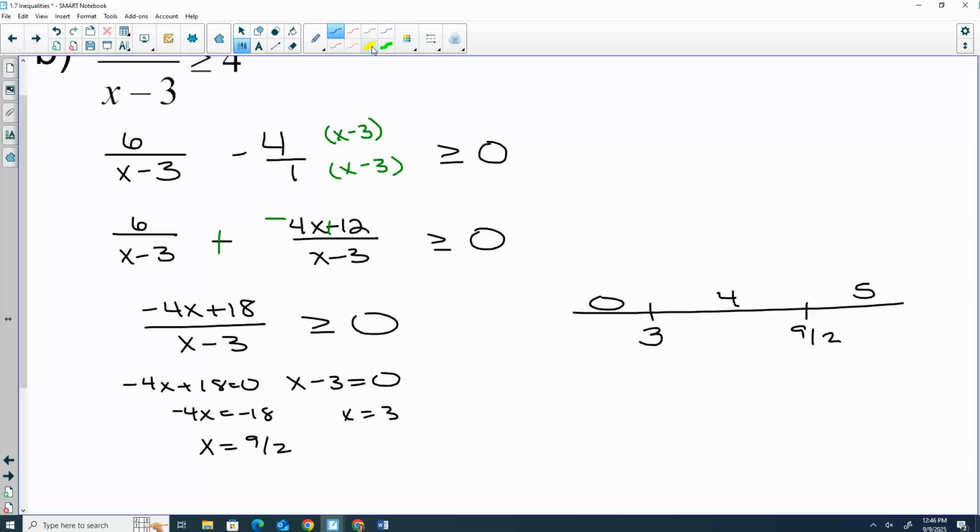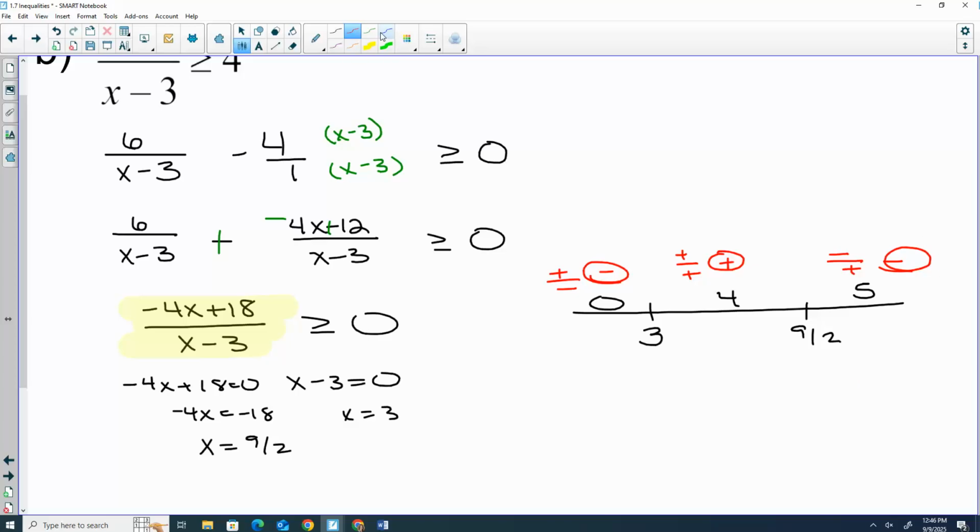Where am I plugging these in? I'm going to my x. I'm looking at where I have my single fraction. So if I put in a 0, we get a positive on top, negative on the bottom. Positive and negative make negative. If I put in 4, -16 plus 18 is positive. 4 minus 3 is positive. 2 positives make positive. If I put in 5, -20 plus 18 is negative. 5 minus 3 is positive. Negative and a positive is a negative.